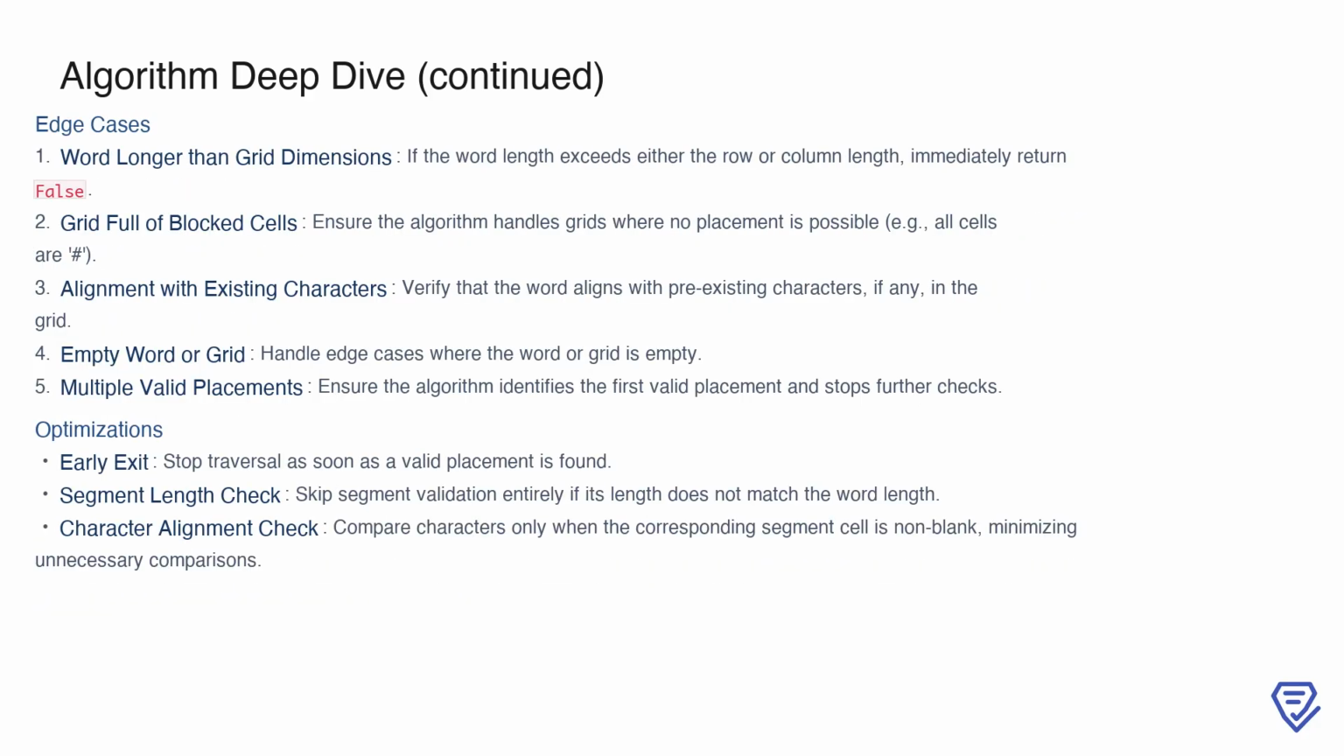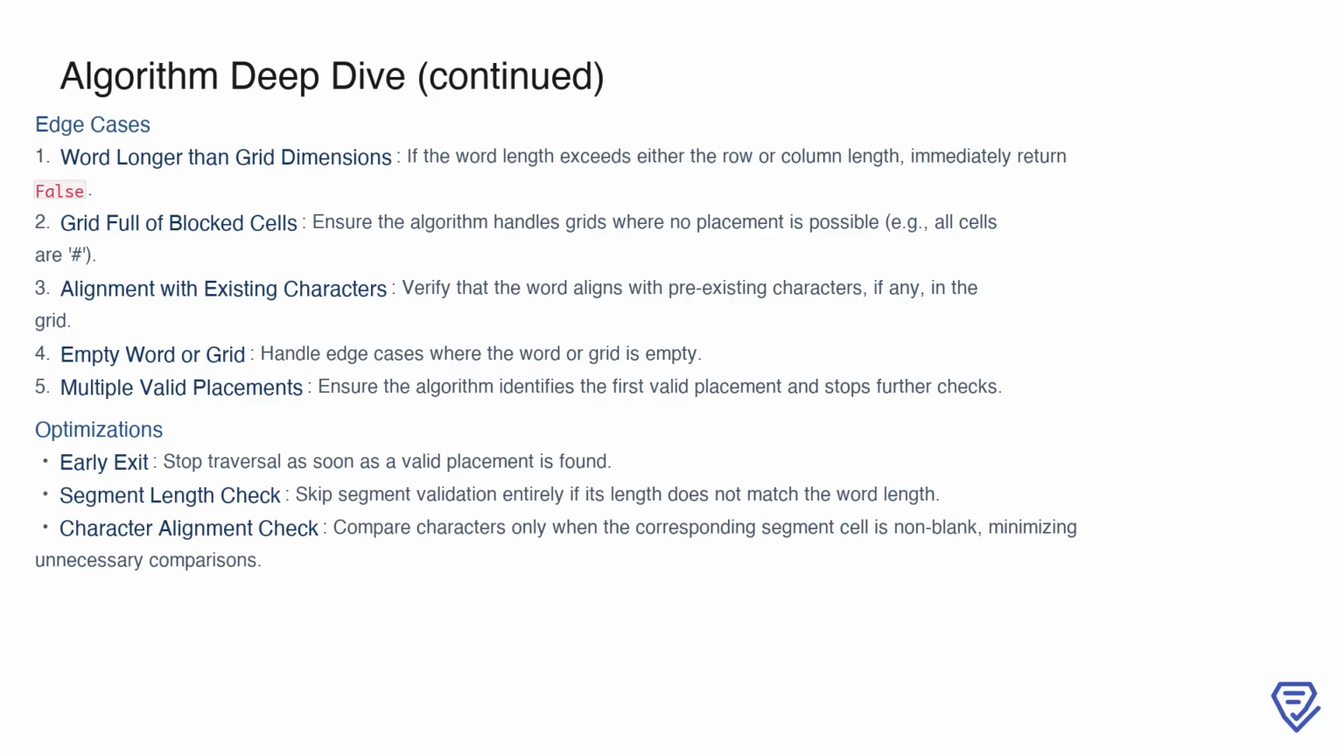There are several edge cases to consider to ensure the algorithm is robust. For instance, if the word's length exceeds the dimensions of the grid, it's immediately impossible to place the word, and we can return false. Similarly, if the grid is entirely filled with blocked cells, there are no valid spaces for placement. Another important case is when the word needs to align with pre-existing characters in the grid, which must be carefully verified during character alignment checks. Special scenarios, like an empty word or an empty grid, also need explicit handling to avoid errors.